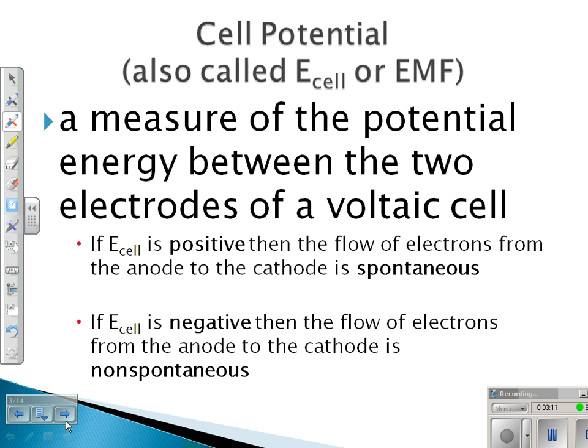Now, this is super important, and just these two bullets alone can answer a number of questions that'll be asked on the AP test. If your E cell is positive, then that means your reaction is spontaneous. So kind of like back when we did equilibrium constant, and we said if the equilibrium constant was greater than 1, it was spontaneous. Well, it's the same thing here. If you know that your E cell is positive, then you know the reaction is spontaneous.